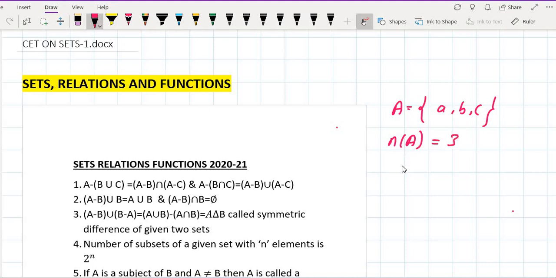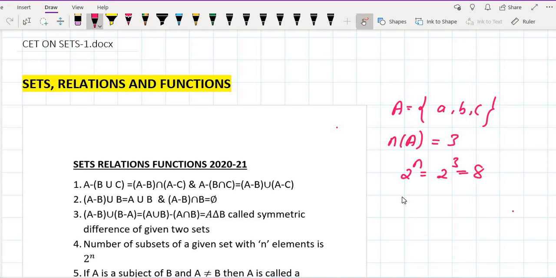Next come to the point subset. A subset is a smaller set considered from the given set. Suppose we consider set A, it has 3 elements. The number of subsets that can be formed using A is given by the formula 2 to the power n, that is 2 to the power 3, that is 8.